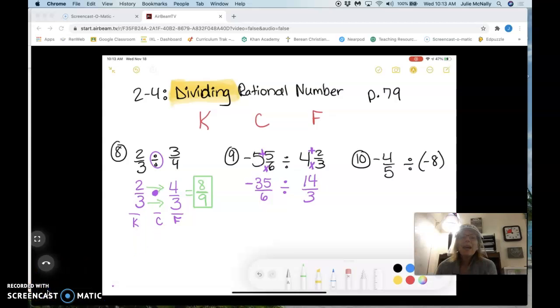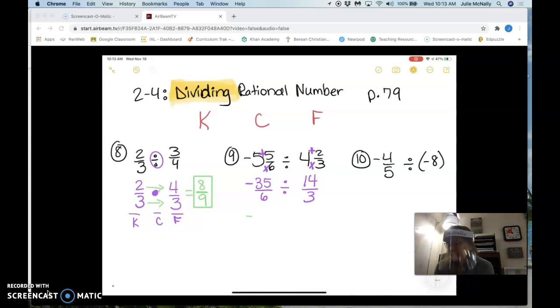Okay, so now we're going to go to keep, change, flip. Keep what? We keep the negative 3/5, 6. Good. Keep the first fraction the same.